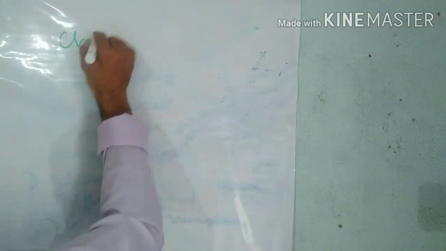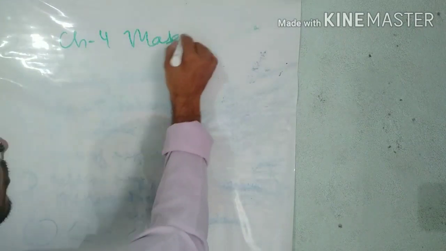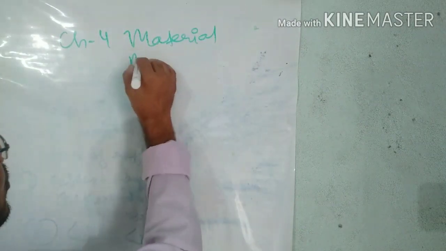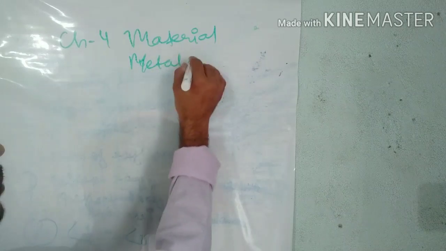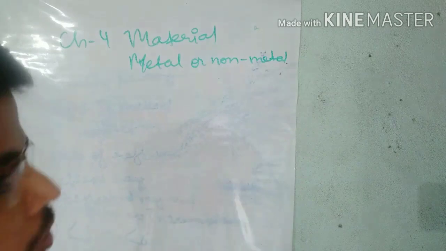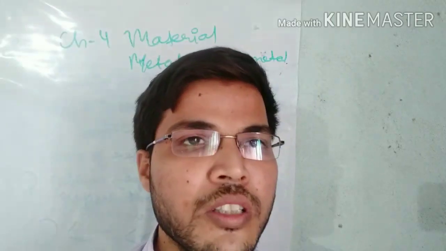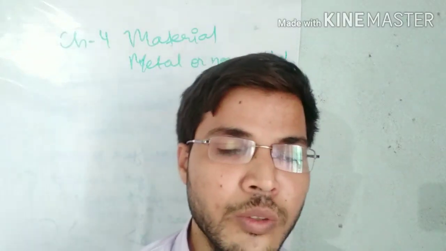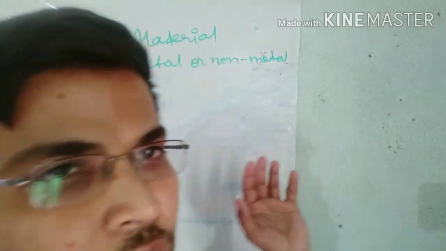This is chapter number 4, materials, metals and non-metals. Chapter number 4, material, whether it is metal or non-metal. So before we discuss this definition, let's first discuss its physical properties, so it will be easy for you to understand this definition.